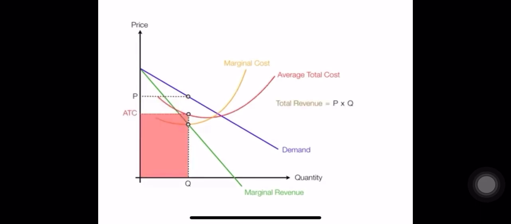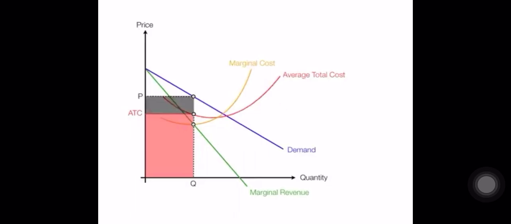Okay, now look at the pink area. That is where our average total cost can be seen. Okay, so this is the cost of the firm. And the difference between the total revenue and the total cost will give us the monopolist profit, which is seen here with the gray area shown in the graph.